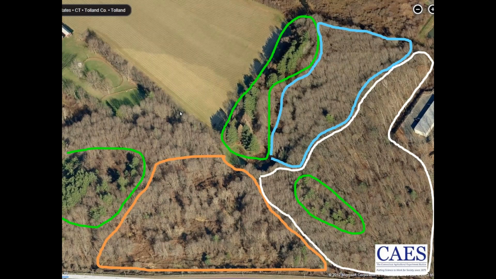So what's the alternative? Well, again, let's look at the area circled by orange in the bottom center.